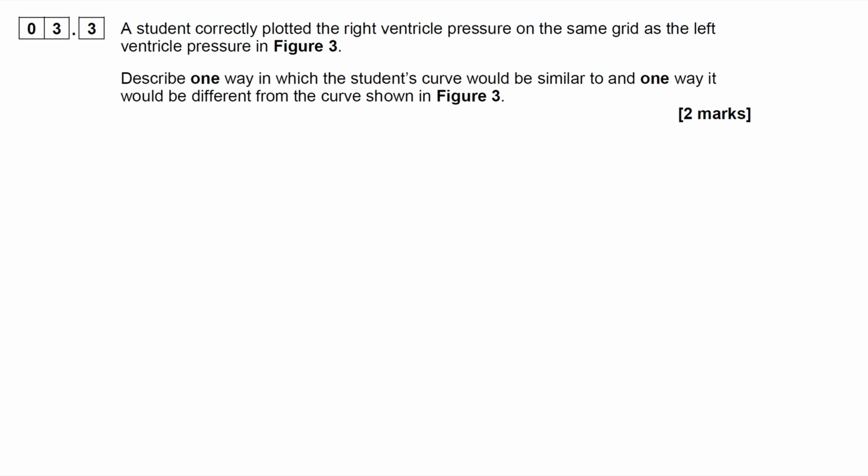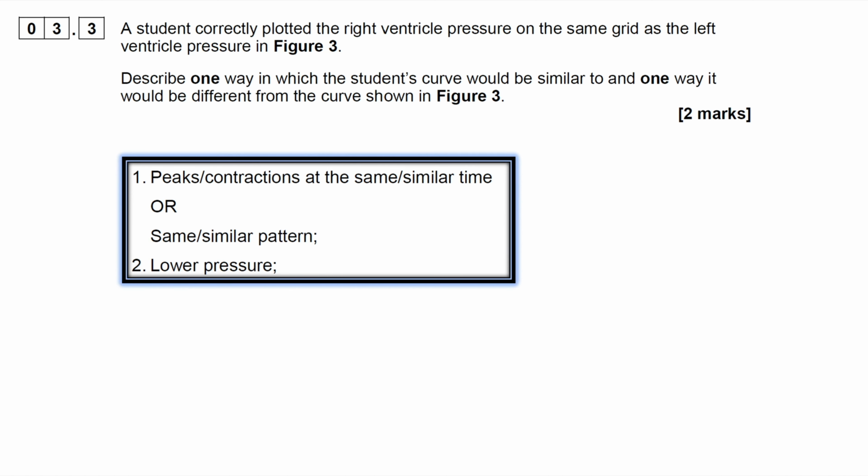But the difference would be that because the left ventricle is stronger than the right ventricle, the pressure generated by the left ventricle would be higher compared to the right ventricle. So your answer should include these 2 points. Number 1, peaks or contractions at the same or similar time, or you can say same or similar pattern, because both right and left ventricle contract at the same time. But the difference would be lower pressure in the right ventricle compared to the left ventricle.